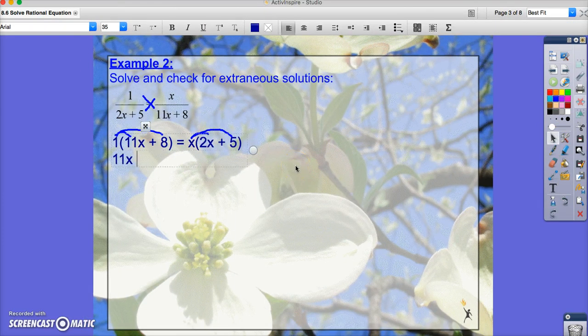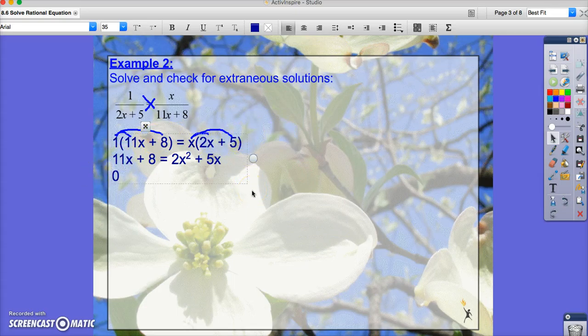Get 11x plus 8 equals 2x squared plus 5x. Now, do you see I have an x squared? I like my x squared to be positive, chances are I'm going to have to factor in the next step. So move everything on the left over to the right.